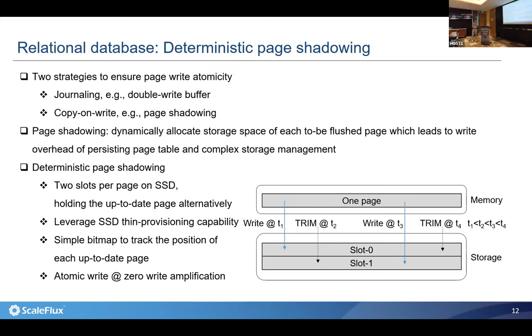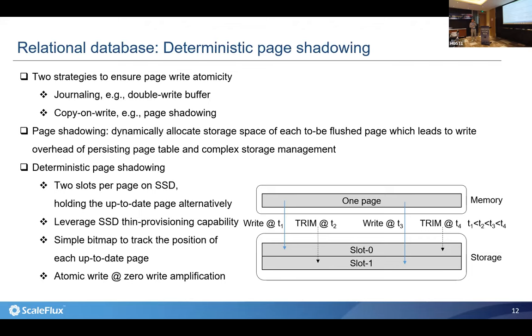With thin provisioning SSD, we expand the LBA space and then directly allocate two consecutive slots for each data page. Remember, we only have one slot for one page in traditional practice. These two slots will be used to store the up-to-date data page alternatively. Let's use this figure. For example, suppose the current up-to-date data image is stored in slot one, and at time t1, we want to flush a newer version of this page, and this newer version will be written to slot zero.